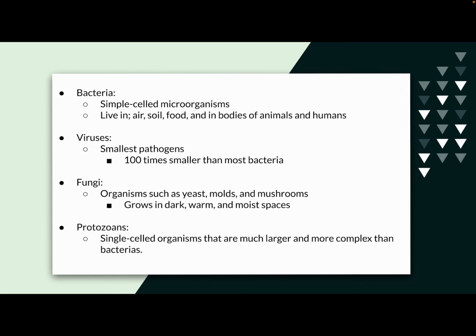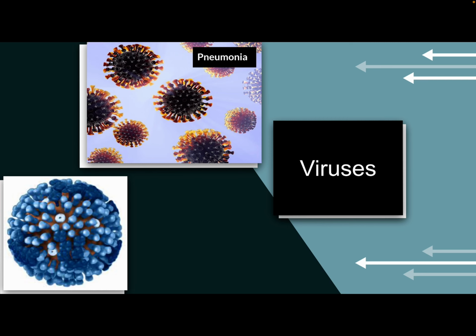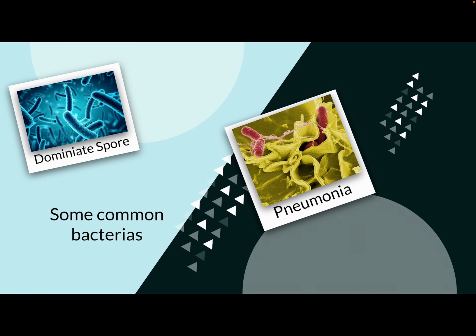Fungi are organisms such as yeast, mold, and mushrooms. Fungi thrive in dark, warm, and moist environments. Protozoans are single-celled organisms that are much larger and more complex than bacteria. These are some viral diseases: pneumonia, and some common bacterial ones, and again, pneumonia.